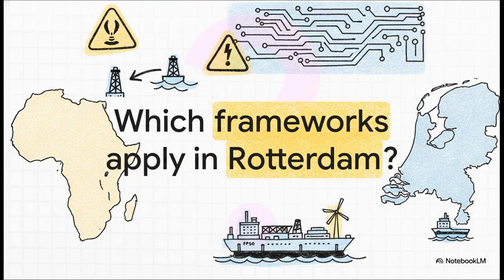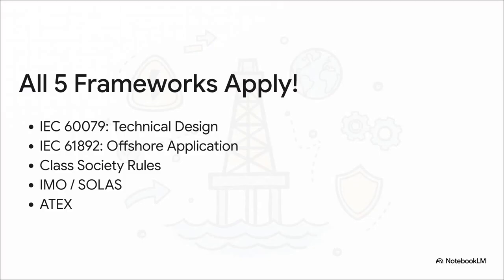All right, time for a quick pop quiz to see how we're tracking. Let's apply this to a real-world scenario. Say your FPSO travels between an oil field in West Africa and a port in Rotterdam. Which of these regulatory frameworks apply to your electrical equipment? If you guessed all 5 of them simultaneously, you nailed it. You need IEC 60079 for your base technical design, IEC 61892 for the offshore application, your class society rules to actually certify the build, IMO for the overall vessel safety, and because you're sailing into Rotterdam, you absolutely must comply with ATEX for that European leg.